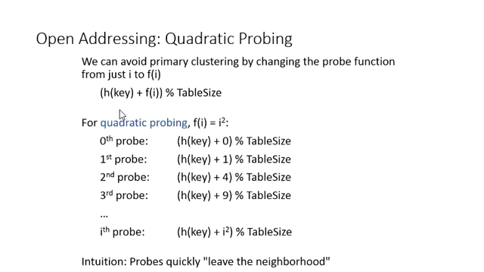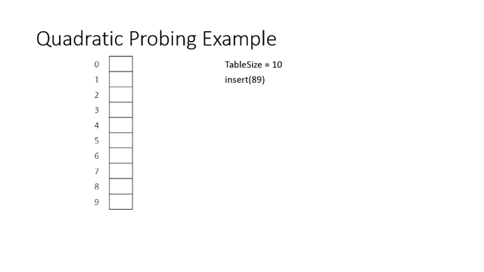Here we'll be using the same function, (h(key) + f(i)) % table size. Here f(i) will be i square. For each collision, the process just goes on. First, when no collision happens, h(key) % table size gives the index. When there is a first collision, i square, so 1 square will be 1. For the second collision it will be 2 square, which is 4, for the third it is 9, and it goes on up to i square, so that it will try to find a free position. Here we will see an example of how it works.